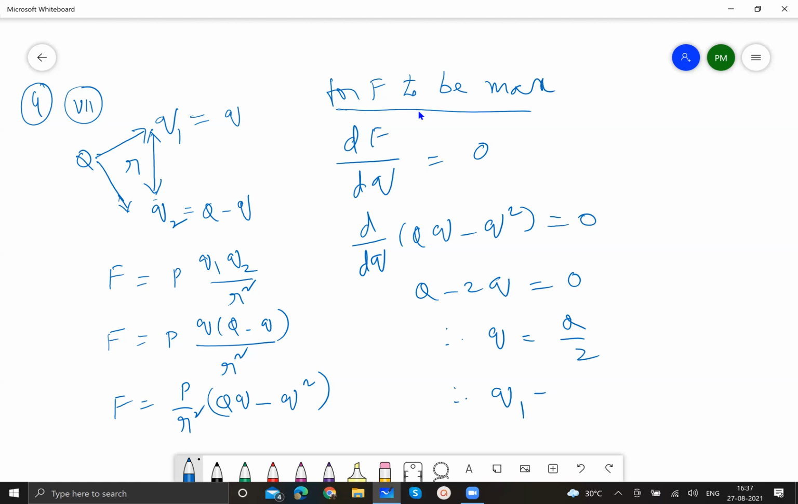Means the given charge should be divided equally. And if these two segments are kept at any fixed distance, then they attract or repel with the maximum permissible force. They are to be remembered.